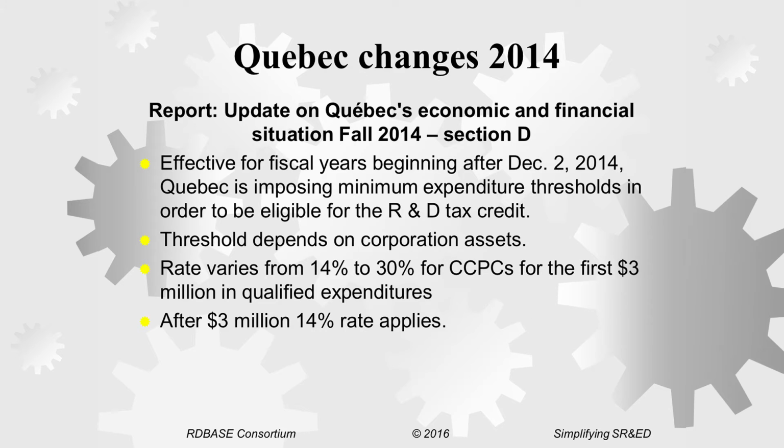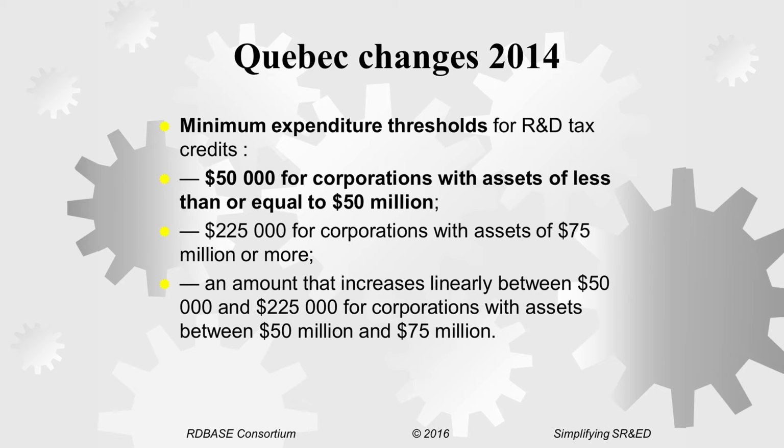All right. Now, I've focused more on Ontario because that's where the majority of our participants are, but one of the things I'd like to talk about is changes that came out in Quebec in 2014. And they're very significant, that they came out with an idea of one, standardizing their credit rates, which is fine. They reduced them a little bit, but more importantly, they introduced something called a minimum expenditure threshold, which says in Quebec, the first $50,000 that you spend each year doesn't count.